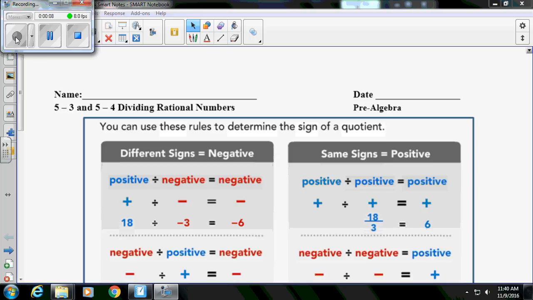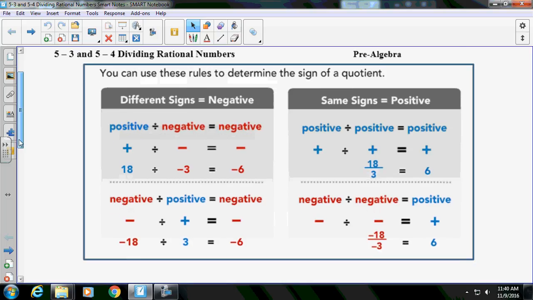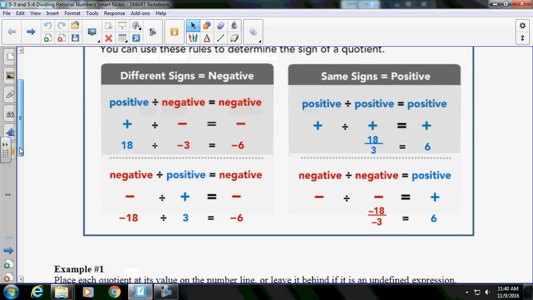Today we're going to be talking about dividing rational numbers. The rules for dividing rational numbers are the same as the rules for multiplying rational numbers. If we have different signs, our answer is negative. If we have the same signs, our answer is positive.